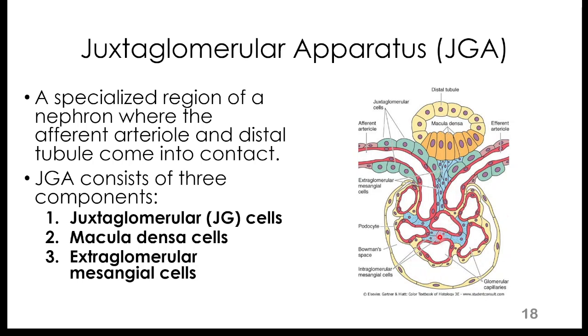But there are some cells similar to these mesangial cells that lie outside the confines of the Bowman's capsule. So these are the extraglomerular mesangial cells. The extraglomerular and the intraglomerular mesangial cells are identical and do similar things. But one population is within the capsule, and the second population is outside the capsule.